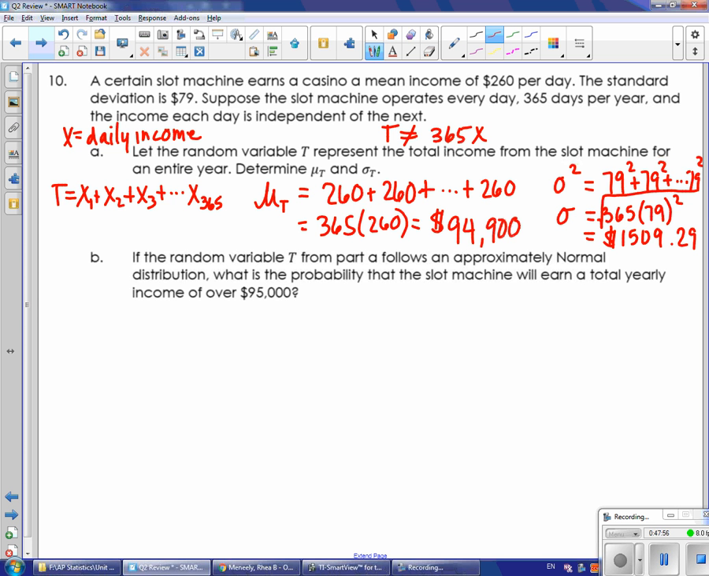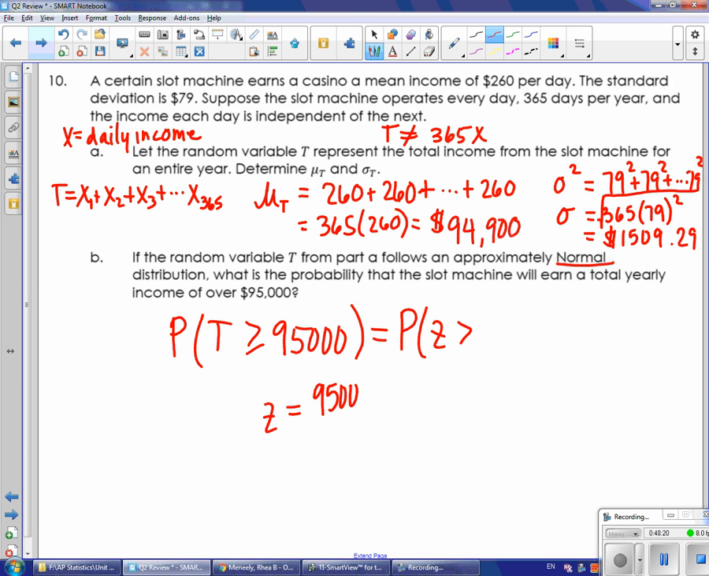Letter B says, if the random variable t from part A follows an approximately normal distribution, what is the probability that the slot machine will earn a total yearly income of over $95,000? So now I'm looking for the probability that t is greater than or equal to 95,000. You want to make sure that you standardize it. So to find z, I'm going to take my outcome, 95,000. I'm going to subtract my mean of 94,900, and I'm going to divide by my standard deviation of 1509.29. And that calculation will give you a z value of 0.066.